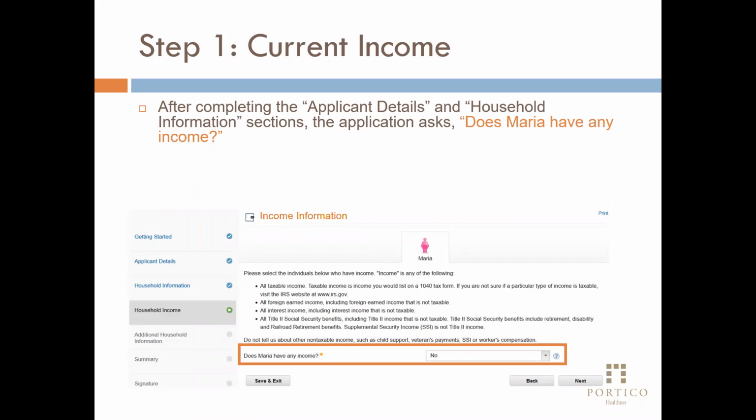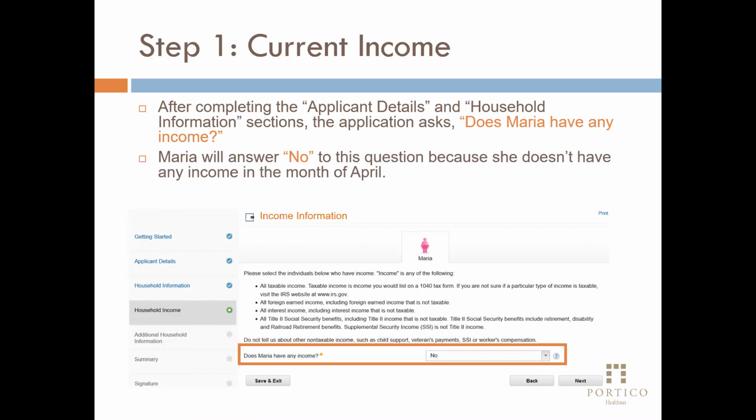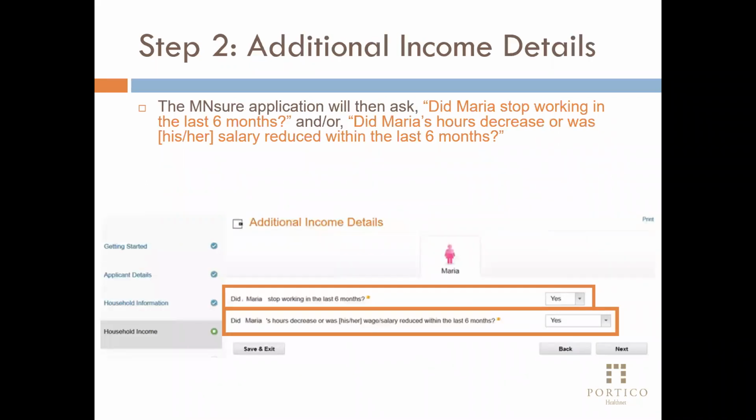After completing the applicant details and household information sections, the application asks, does Maria have any income? Maria will answer no to this question because she doesn't have any income in the month of April. Click Next. Step two will be to provide some additional income details.